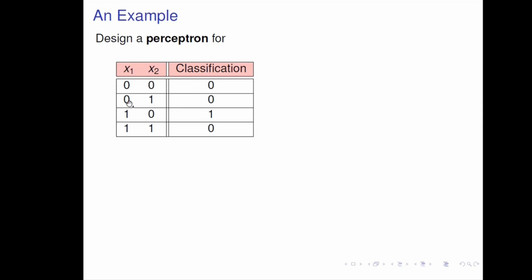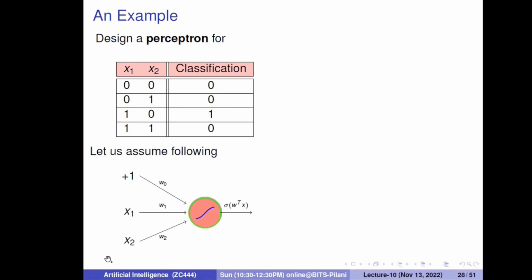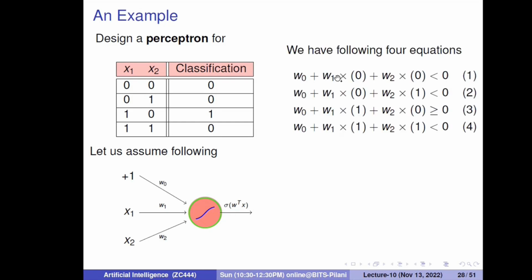So 0 0 0, 0 1 1, 1 0 1, 1 1 0. If I want this, let's assume that this is the perceptron I have, with x1, x2 and w1, w2, w0. So w0 plus w1 into 0, plus w2 into 0, should be less than 0, then only the output would be 0. If I put 1 over here, it should also be less than 0. This would be greater than 0. Can you see this? 1 0 1 0 1 0, multiplied with the weights, with 1 1, it should be less than 0.